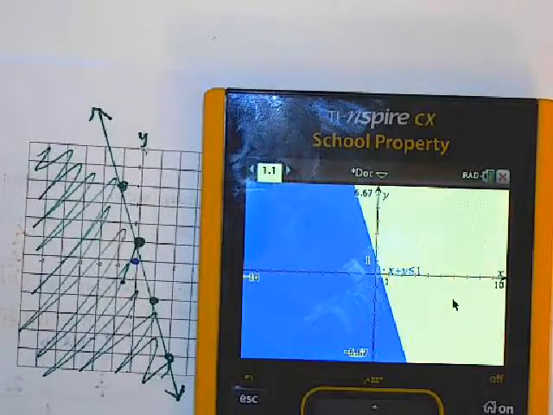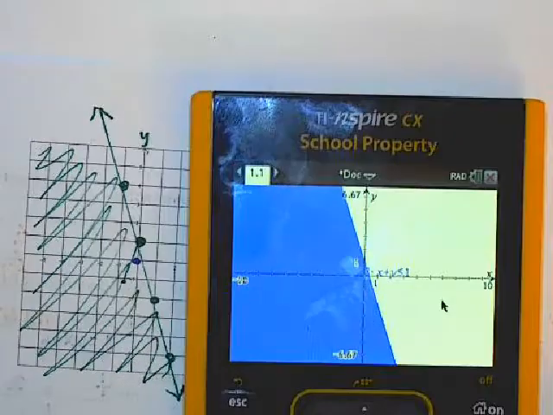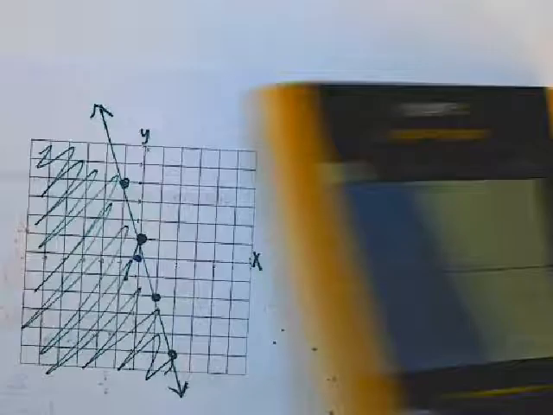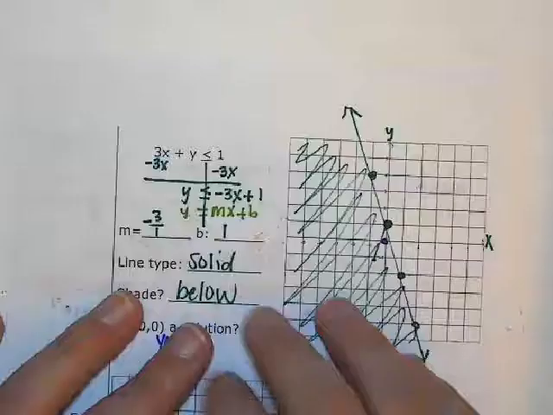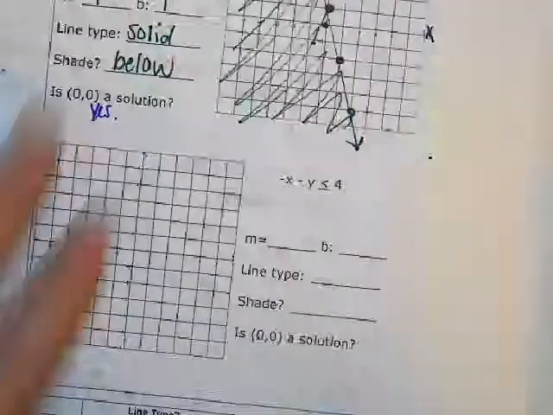Everybody got it? Any questions? Did anybody not get this? Okay. Are we good? So why did we use relation on this one? Because the y is not by itself. Okay, here we go. Last one.